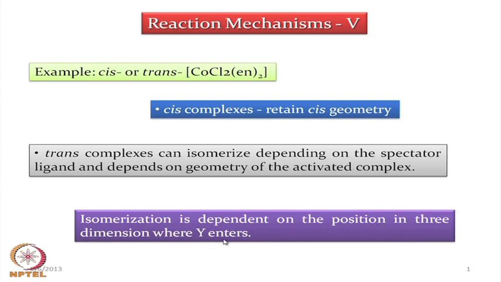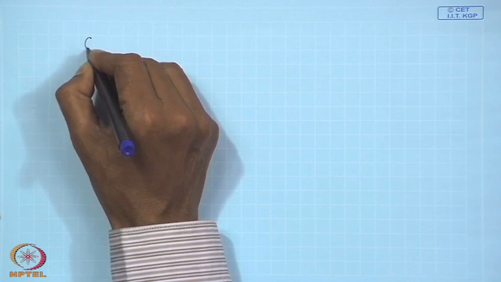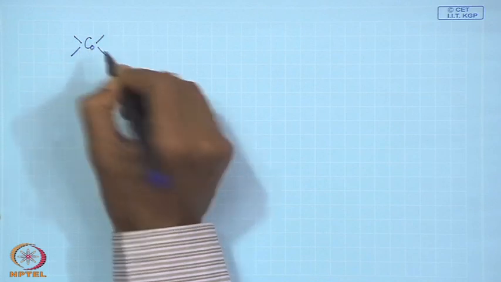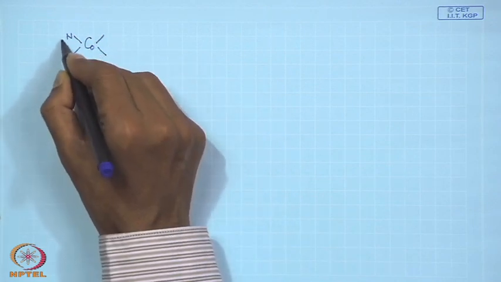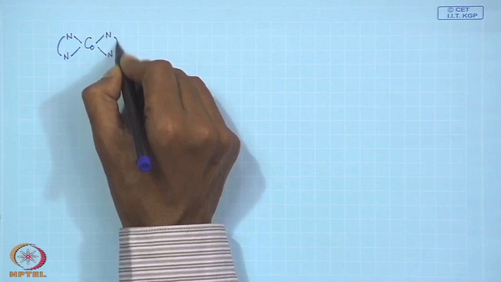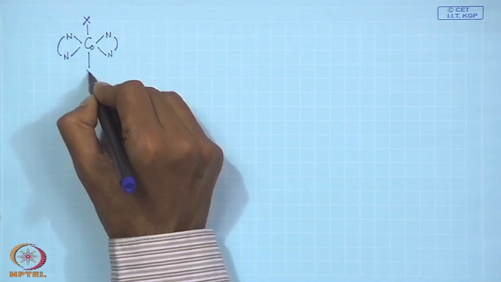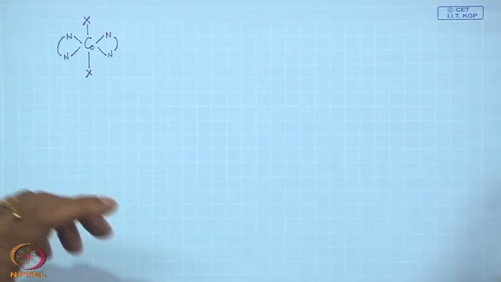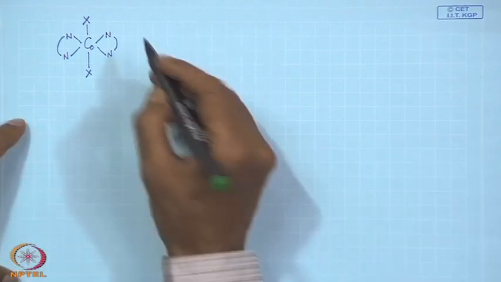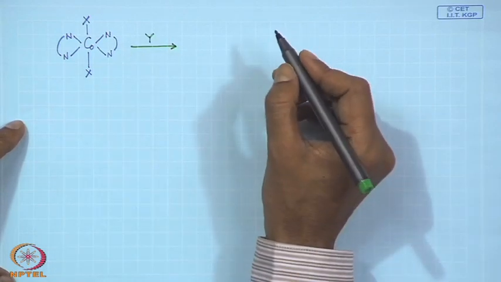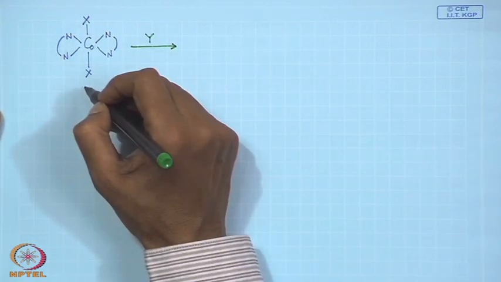dimension where y enters. So, now we will consider this as x is leaving, we are removing x from the center. So, for the trans one, we have the ethylene diamine, and we consider now the presence of these 2 x groups. So, we will just see now this y will enter by replacing these x groups.